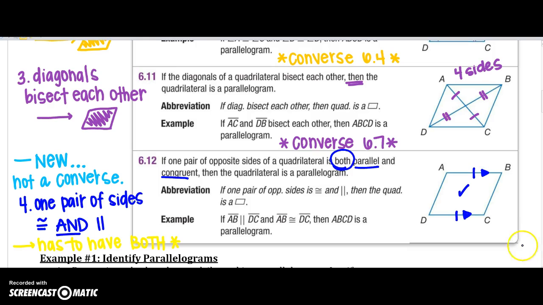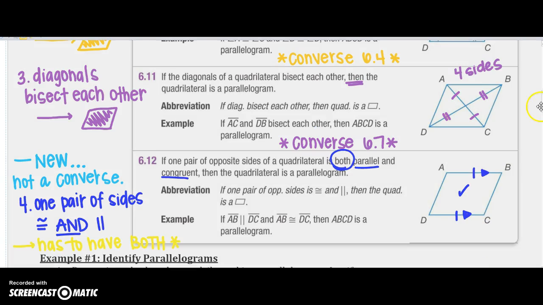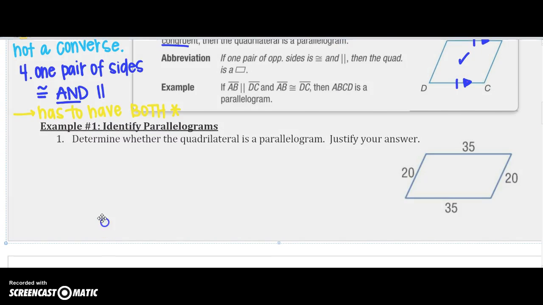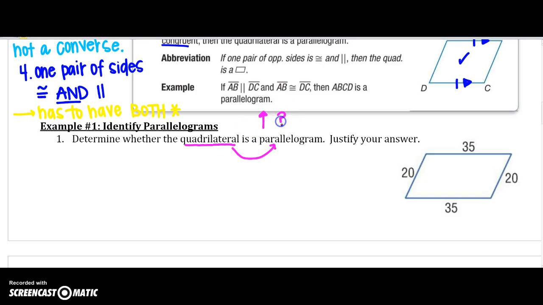All right, so let's keep on moving. Let's try some of this. So determine whether the quadrilateral is a parallelogram and justify our answer. So we know we have a four-sided figure, but what's going to tell us that it's a parallelogram? Do we have one of those 4 things up there that we showed? So the first thing is, do we have opposite angles that are congruent? Do the diagonals bisect each other?